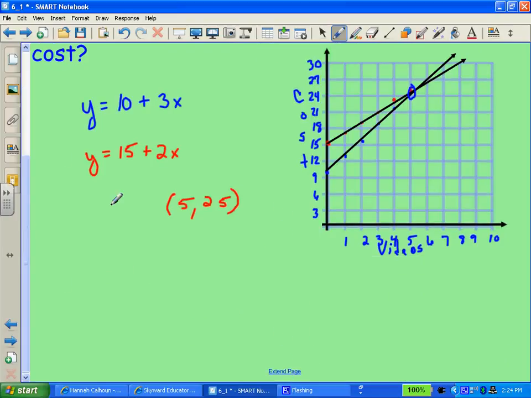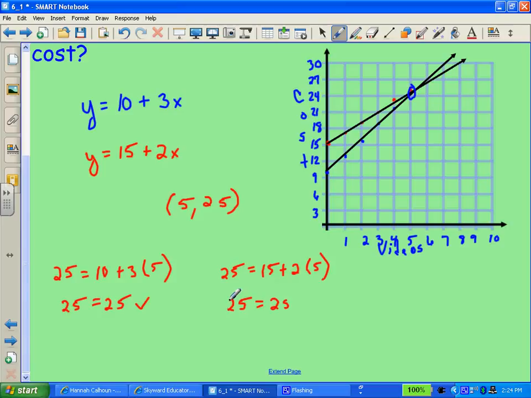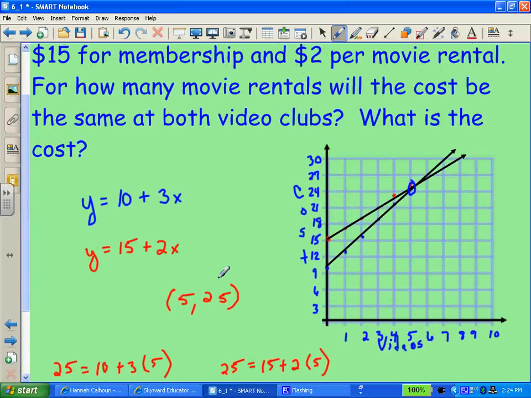Now, since I'm not exactly sure, I'm going to use, once again, checking my answer with the equation. So I have 25 equals 10 plus 3 times 5. So that's 25 equals 25, so it works for the first one. And then we have 25 equals 15 plus 2 times 5. And that's going to work too.